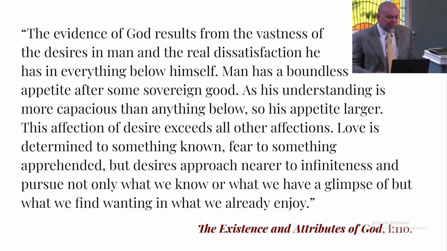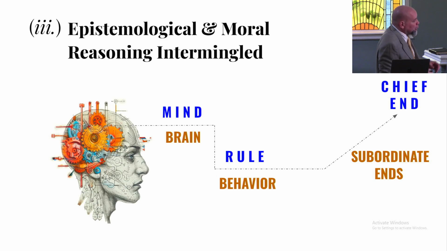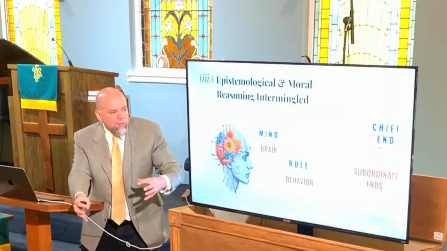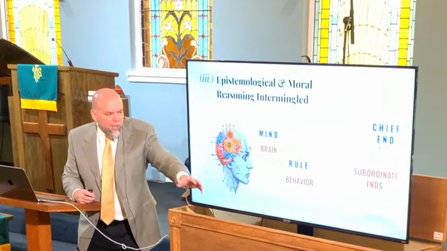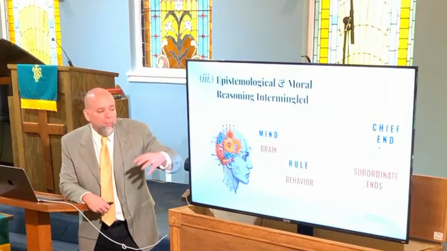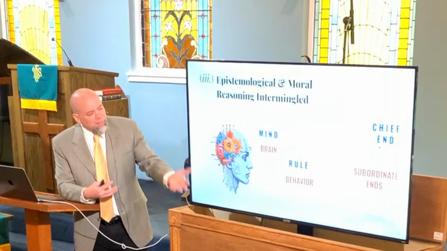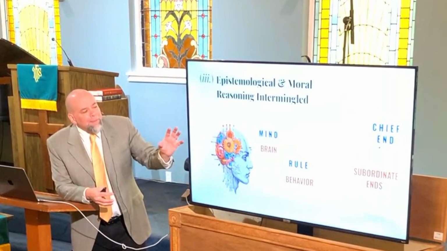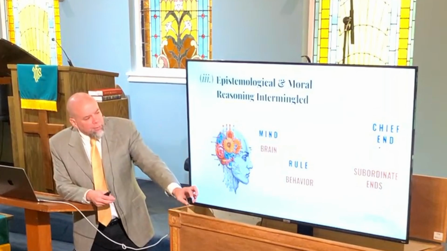It says, the evidence of God results from the vastness of the desires in man and the real dissatisfaction he has in everything below himself. So let me stop right there, below himself. The reason there's a below the line here, a brown, is because there are things in this world that we are driven to. Remember I said the ox, God gave us the ox. God gives us daily bread. There's nothing wrong with having those. Why are you doing this, Matt? I'm doing this to pay my bills. There's nothing wrong with that, but there's something about it stopping there, okay?